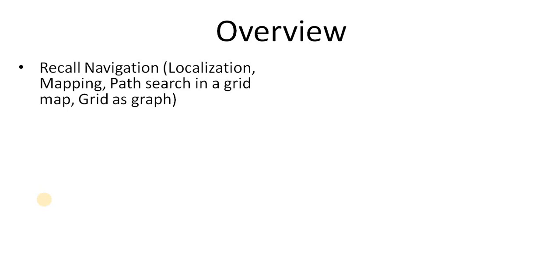Then we said that after localization and mapping, the robot should be able to search the path toward the target or the destination. And for that we used grid methods. In the previous lecture we used a grid method for path planning, and if you remember, it was the wavefront algorithm we used to find a path from the start location to the target location.